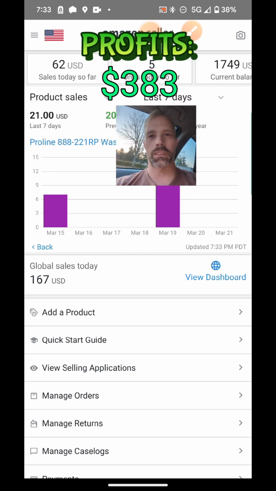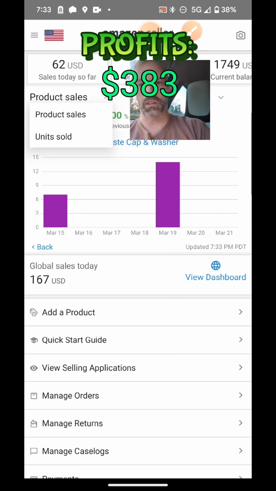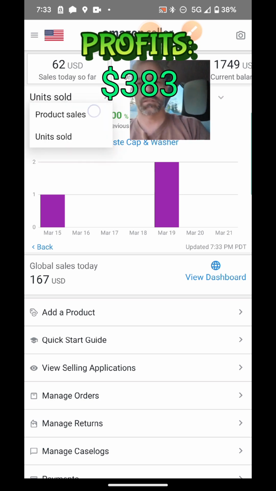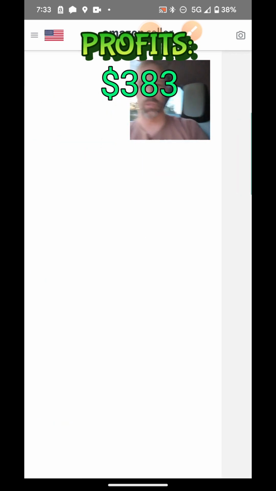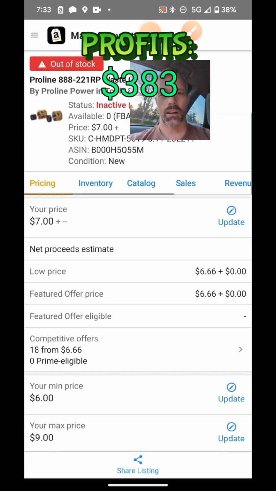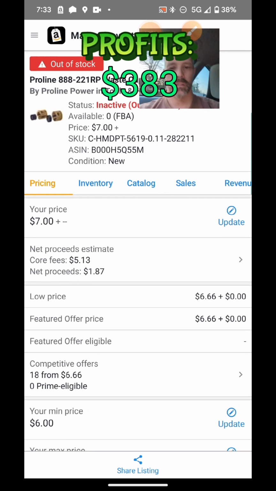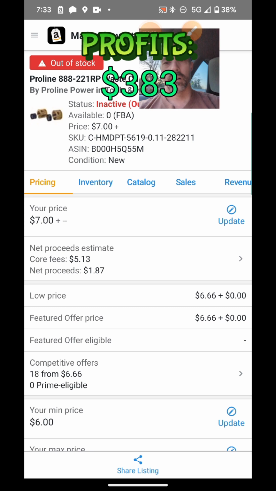All right, so let's look at this one here. So I sold, I can go units. So I sold 3 this week. And we'll go into this and we'll see that $1.87. So this is interesting. My net proceeds is $1.87, but I only paid 11 cents for it. You can see right here at the top.